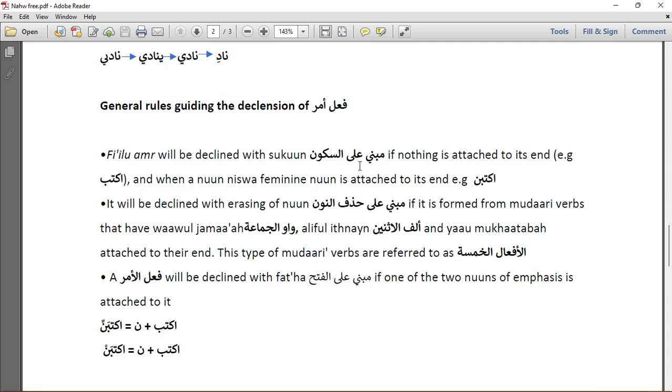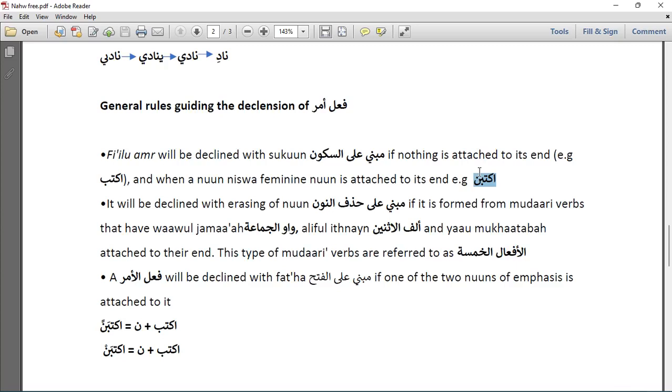So naturally, when it is not added to anything, it is what? Mabniyu ala sukun. And also, when nonu niswa is added to it, it still remains mabniyu ala sukun, because when we check the verb just before the nonu niswa, we see sukun, that is the last letter of the verb. So, for example, taking uktubna, the ba here, we take sukun. So the sukun is telling us that the fi'l amr is what? Mabniyu ala sukun. So the ones that we have mabniyu ala sukun are uktub, uktubna, mabniyu ala sukun. So that is how we have it.